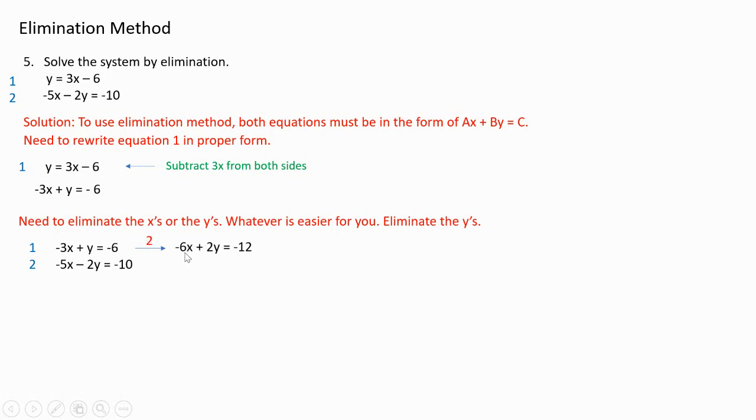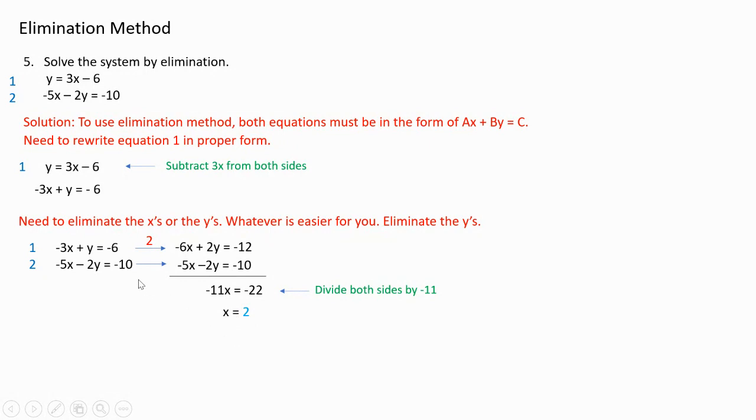So 2 times negative 3x will give us negative 6x. 2 times y will give us positive 2y. And 2 times negative 6 will give us negative 12. And equation 2 stays how it is. Right? So I know these are going to be eliminated because 2 minus 2 is 0, but we have to add. Negative 6x minus 5x gives us negative 11x equals negative 22. Now we divide both sides by negative 11. So we get x equals 2, just as before.